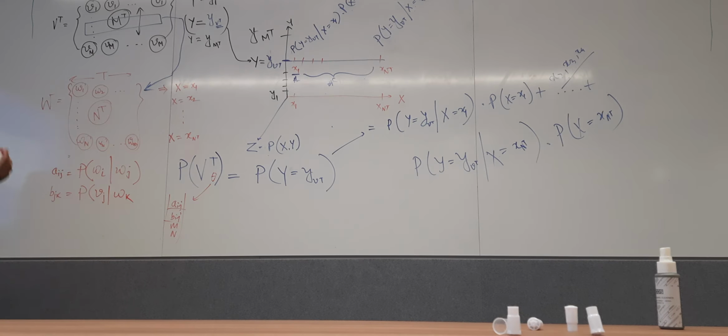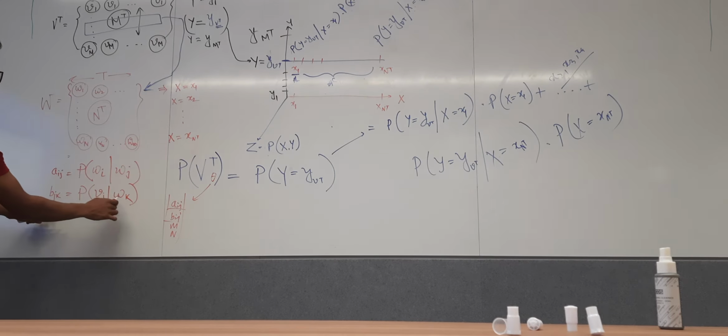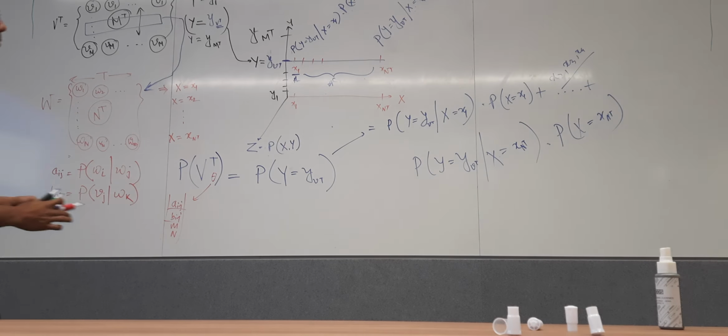So these are the probabilities of observing a particular symbol given it was emitted from a hidden state, and these are the hidden state transition probabilities. So we know this thing, we have to write it in that form.